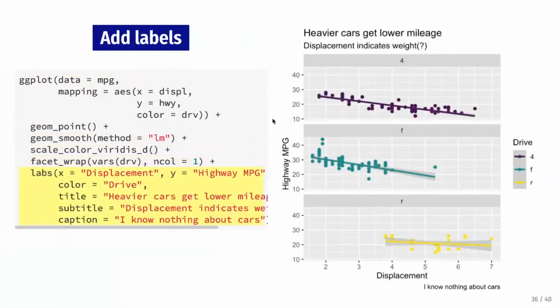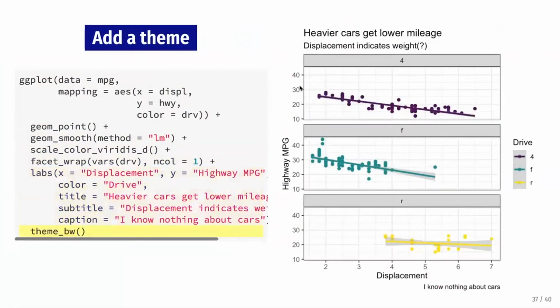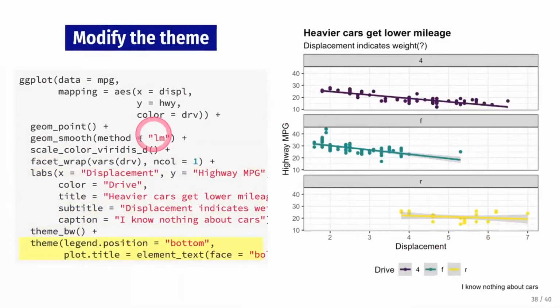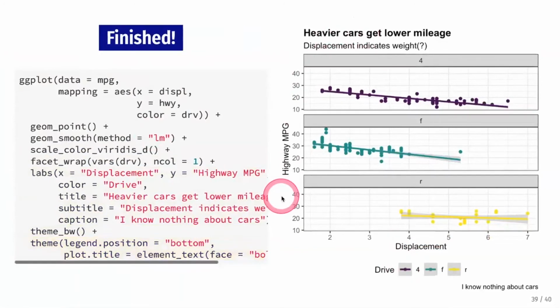We can then add another layer to add a bunch of labels. So we have a title and a subtitle and a caption and fancier things. We can add one more layer to change the theme. So we got rid of the gray background. We could change the font. We can do a whole bunch of other stuff. We can then adjust the theme a little bit. So we made the title bold. We moved the legend down to the bottom. And so really, that's kind of the final version.